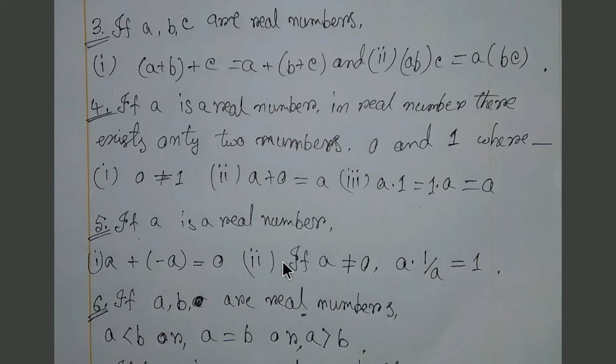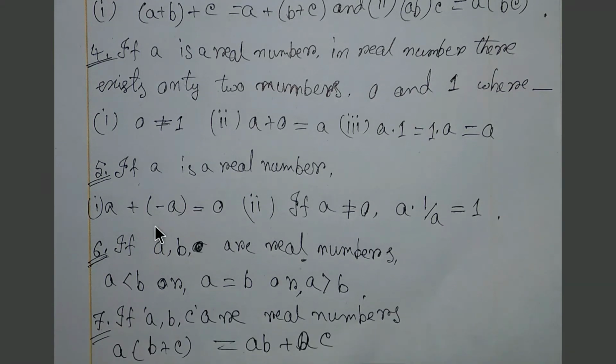If a is a real number, a plus minus a is equal to 0. Why? This a is a plus value a and this a is a minus value a, and we all know that if we multiply plus and minus, there will be minus. Then plus value a and minus value a, and the result is 0. If a is not equal to 0, then a into 1 by a is equal to 1.